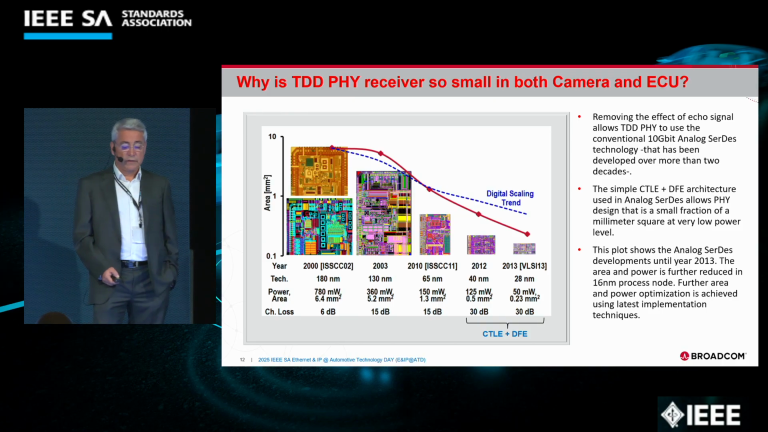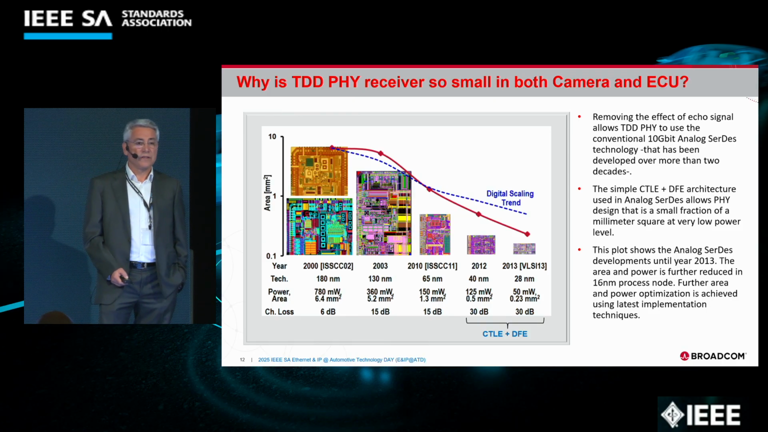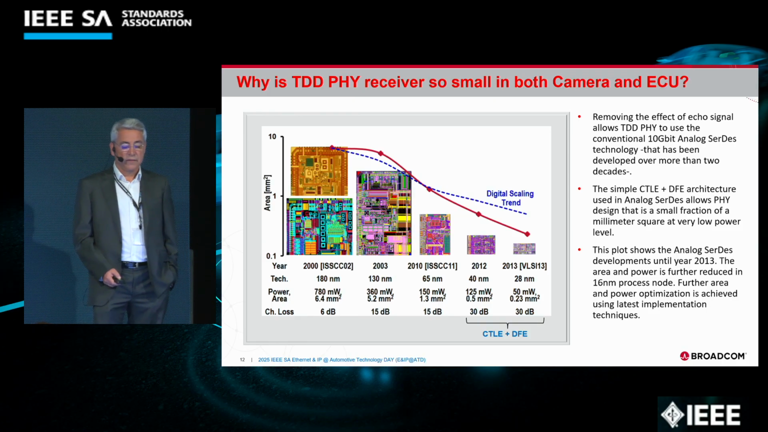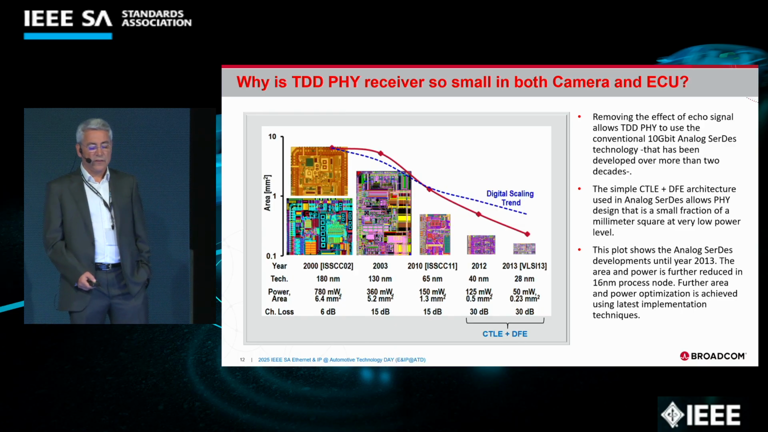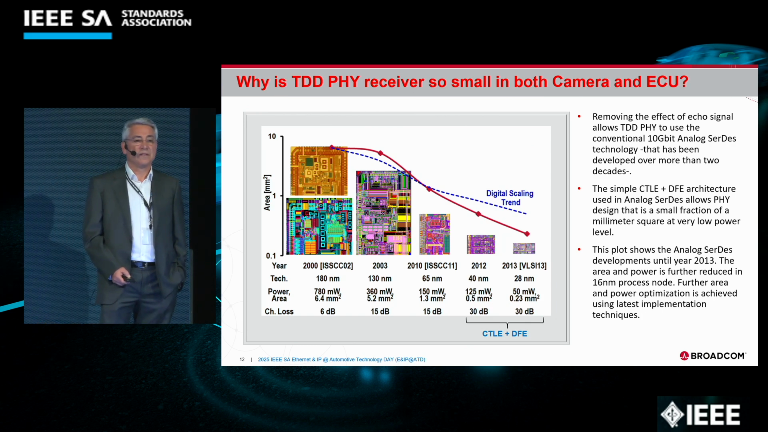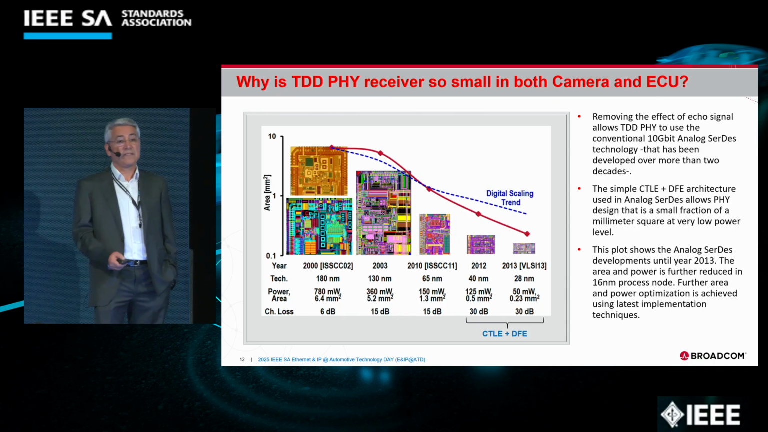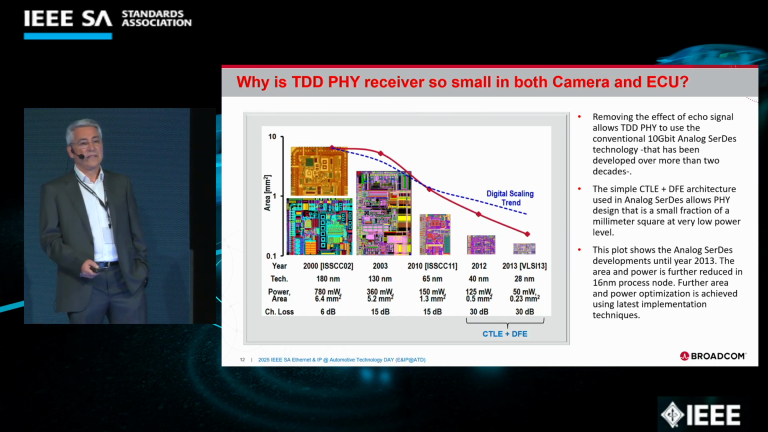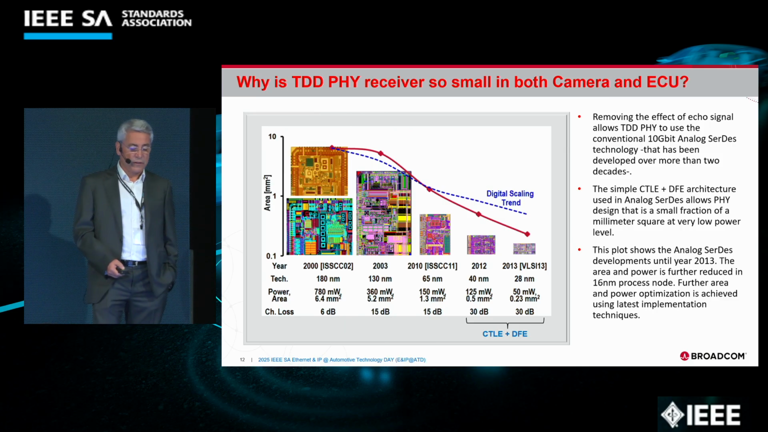Removing the effect of the echo signal from the TDD problem allows us to use the conventional 10 gigabit analog SerDes architectures. That's why it is being discussed extensively. That's the reason I want to give this example, and this is an actual circuit implementation in production. So that's the complexity question.